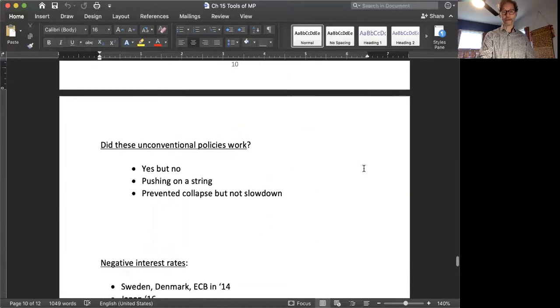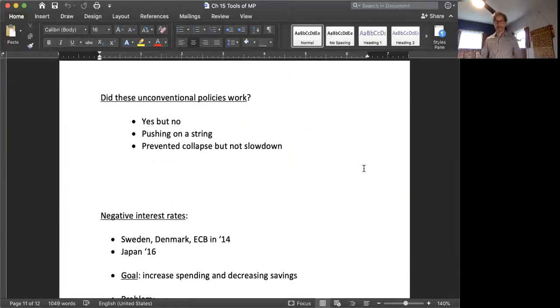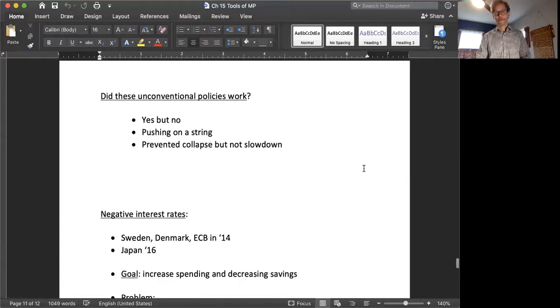And did they work? Well, yes and no, right? I mean, listen, I don't think any reasonable economist thinks that what the Fed did didn't help the economy. Undoubtedly, it helped the economy a lot. But was it enough to prevent a crisis? No, because listen, ultimately the powers of the Federal Reserve are limited, right?